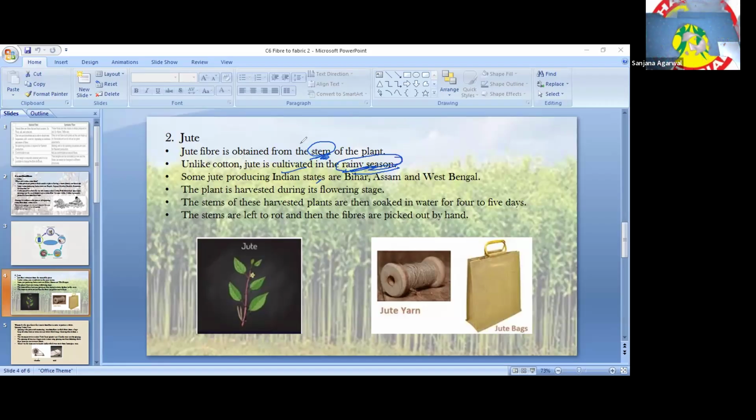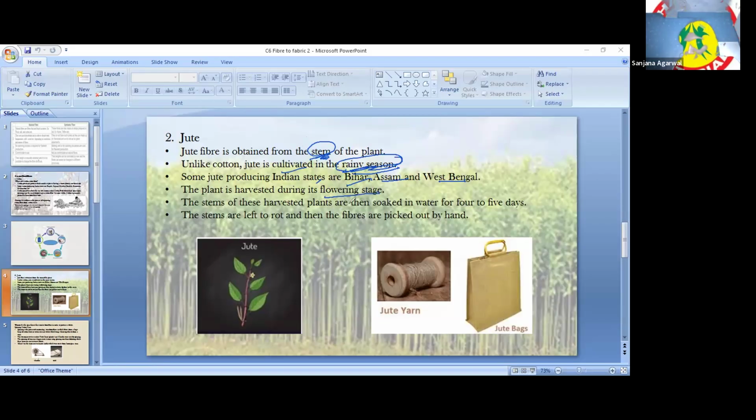Nishika, you tell. Ma'am, like the sunny season, warm climate. Okay. Whereas jute requires rainy season. So some jute producing Indian states are Bihar, Assam, and West Bengal.